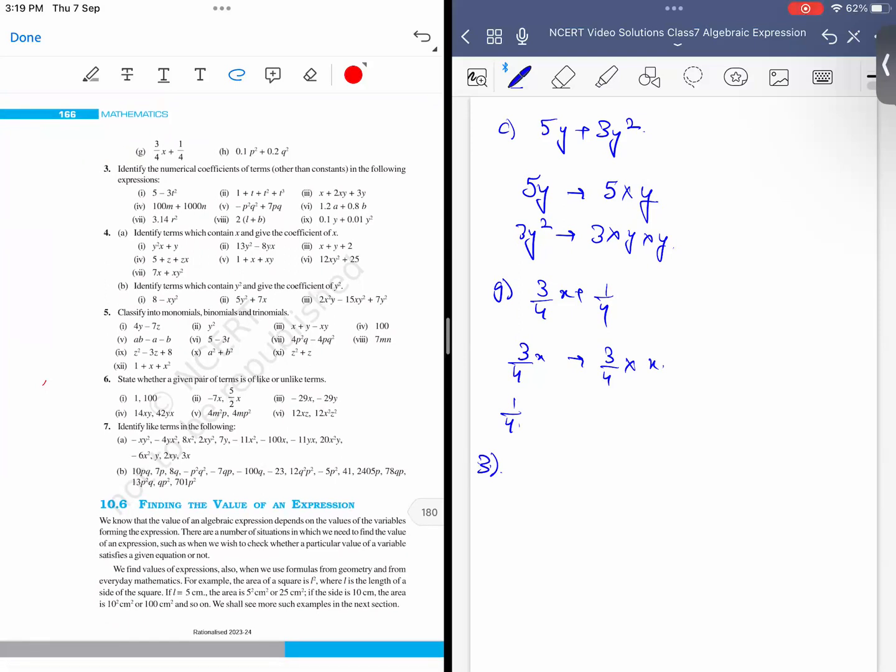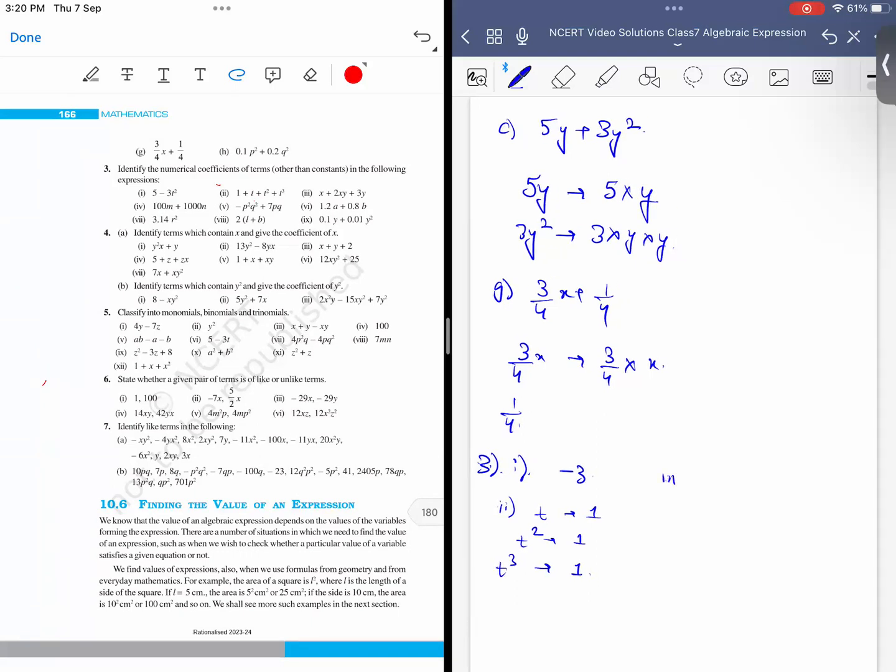Identify the numerical coefficients of the terms other than constants. So you just need to find the numerical coefficient of the variable terms. In the first one, 5 minus 3t square, what is the coefficient? Minus 3. Of 1 plus t square plus t cube, what is the coefficient of t? That is 1. The coefficient of t square is also 1, and the coefficient of t cube is also 1.